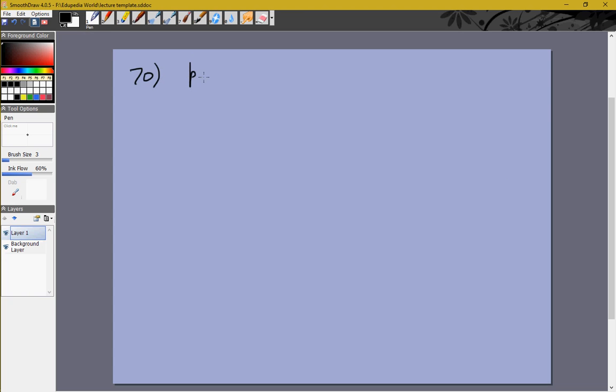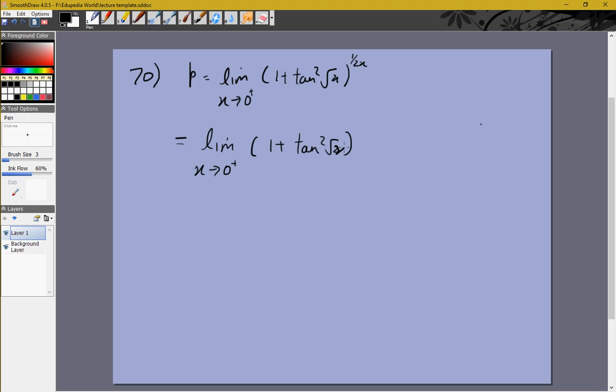We are given p is equal to limit x goes to 0 plus (1 plus tan square root x) to the power of 1 by 2x. So all we need to do is write this in the proper fashion. This can be written as limit x goes to 0 plus (1 plus tan square root x) to the power of 1 by tan square root x, and we only do this so that we can use the limit (1 plus x) to the power 1 by x.